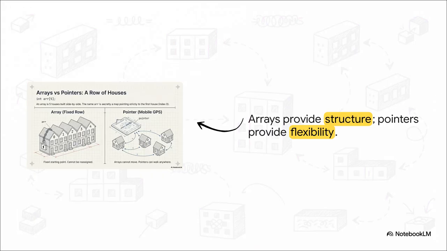And this visual here really nails the concept. See the array's name, R? It acts like a permanent street sign that's bolted to the very first house in the row. You just can't move it. But a pointer, it's completely independent. It can point to the first house, sure, but it could also point to the third house, or some random house all the way across town. So in short, arrays give you structure and pointers give you flexibility.